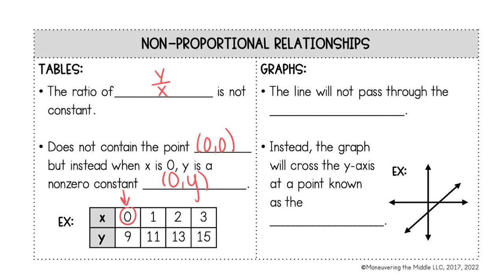On graphs, the line will not pass through the origin. So it will not pass through the point (0, 0) on the graph. Instead, the graph will cross the y-axis at a point known as the y-intercept. So a proportional one would go right through that middle point on the graph, but if it's non-proportional, it's going to go through any other part except for that.